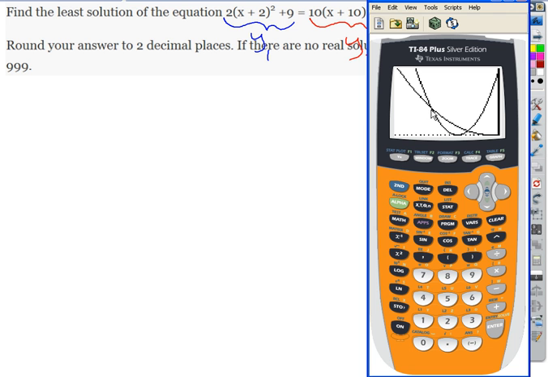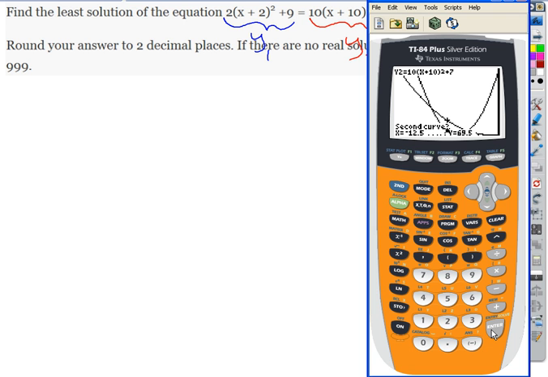There's one intersection, there's the other. We want the left one, don't we? Right? So to find that, where do we go, do you suppose? Intersection. So second, calc, and then number 5. Okay, now it's going to ask me some stuff. Is that the first curve? Well, yeah, I've only got 2 of them. So there's the first curve. Yes, there's the second curve.